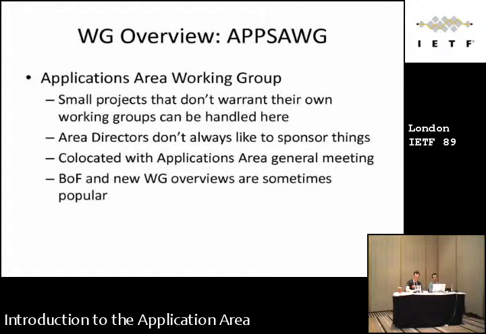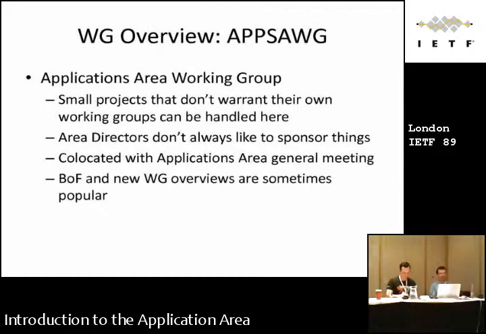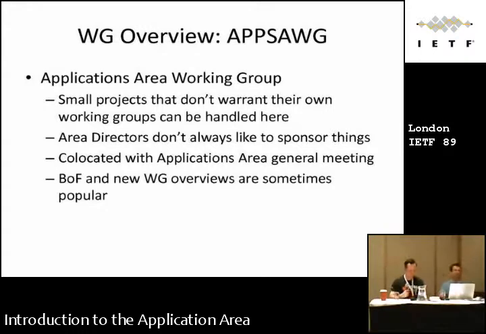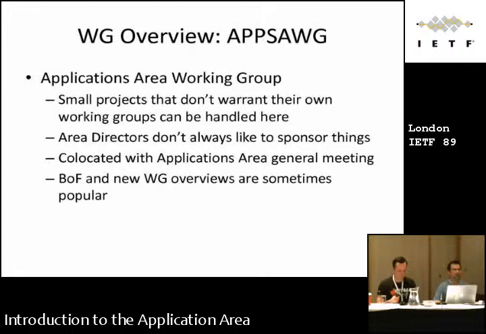Application area directors don't always like to sponsor things because that puts a lot of burden on them to demonstrate consensus. So it's easier for them to move it through a working group because they can delegate some of that work to the co-chairs: development of consensus, making sure a lot of the I's are dotted and the T's are crossed before something goes forward. We always co-locate the applications area working group meeting with the applications area general meeting. So first we have all the small projects, and then we go immediately into the areas that are of general interest to the applications area.